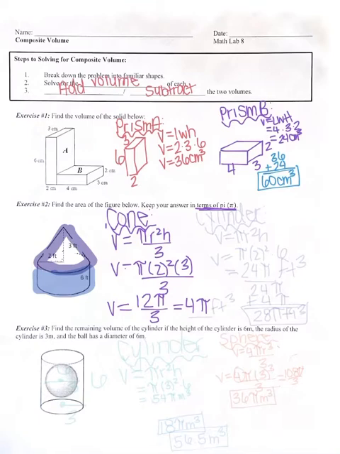So the next thing we're going to do is talk about our second shape. And our second shape is a cylinder. So we have a cone and we have a cylinder.